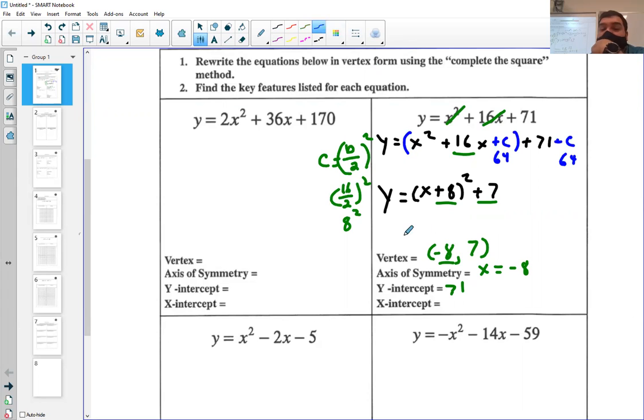X-intercept. So for the x-intercept, I'm going to set this equal to 0. So 0 equals x plus 8 squared plus 7. We're going to solve this. So I'm going to subtract 7 on both sides. But do I run into an issue? Okay, I'm going to square root. Well, what's my issue? It's a negative, it's minus 7. So because it's a negative, you have no real roots. So there's no real roots.